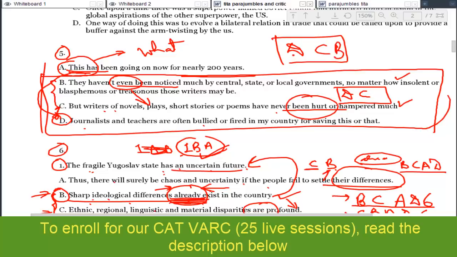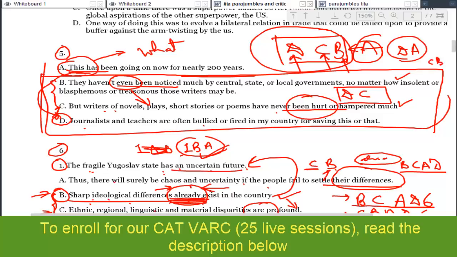So the journalists are bullied. The writers have not been heard. They haven't even been noticed. And this thing has been going on for the past 200 years. So what A describes as this thing is basically the entire DCB as a collection. Understand this. By putting D and then A, you are actually saying that this has been going on. And then what about CB?